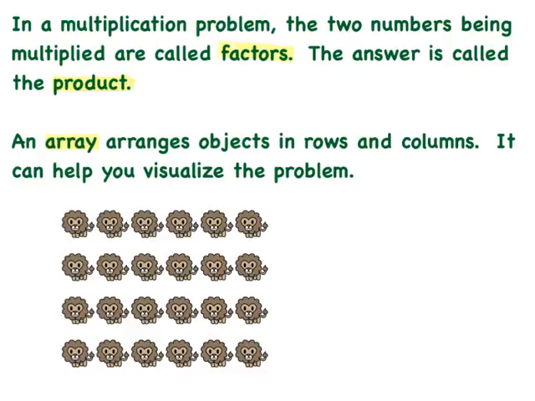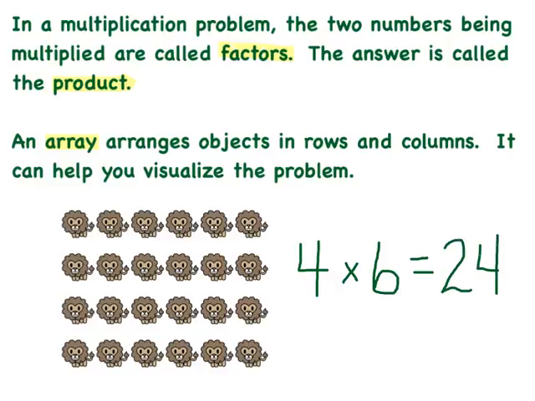In this array of lions, I see that we have 4 rows and we have 6 columns. Now I could count all of the little lions, or if I know my basic multiplication facts, then I would know that 4 times 6 is 24.